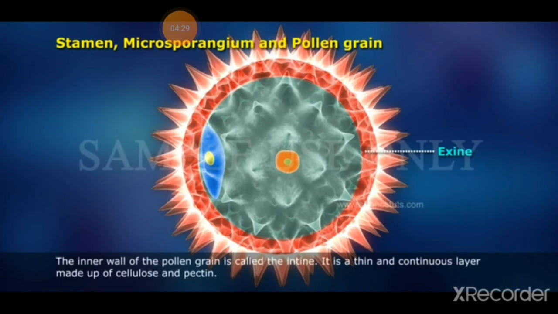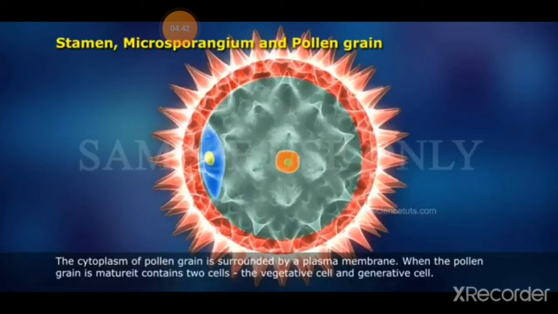The inner wall of the pollen grain is called the intine. It is a thin and continuous layer made up of cellulose and pectin. The cytoplasm of the pollen grain is surrounded by a plasma membrane.